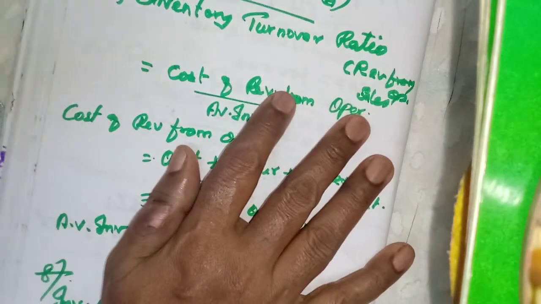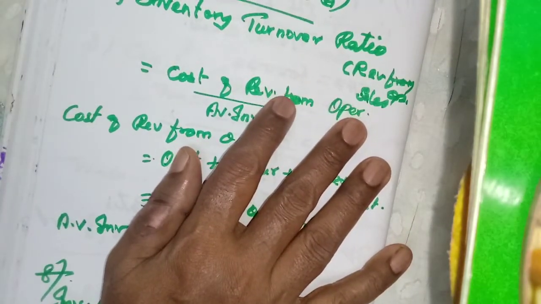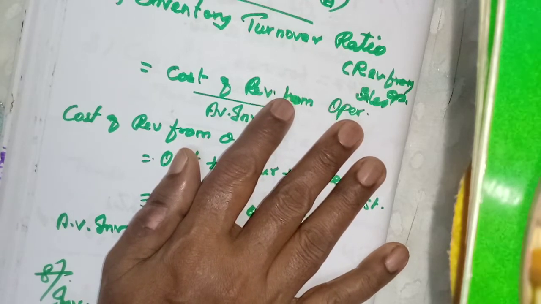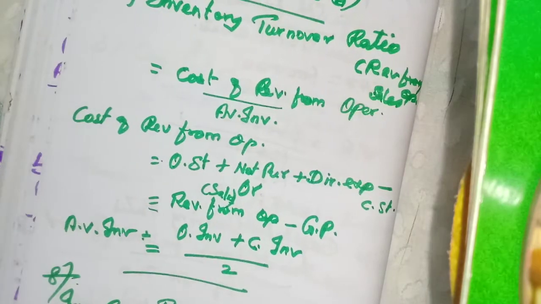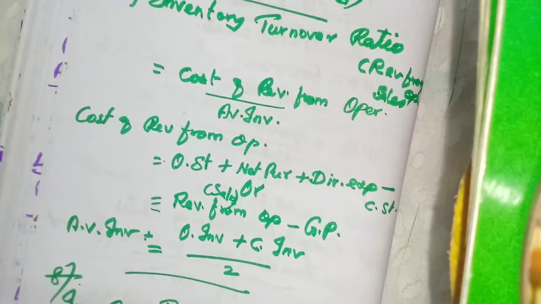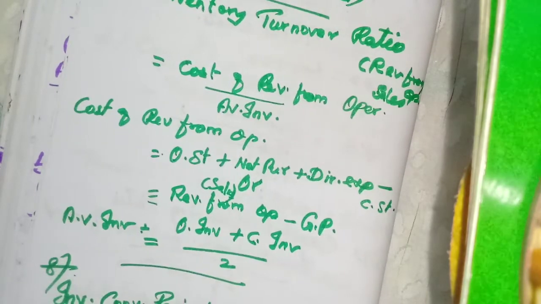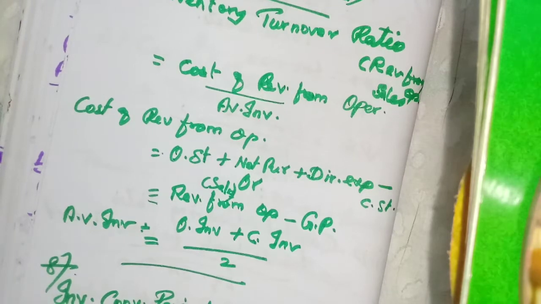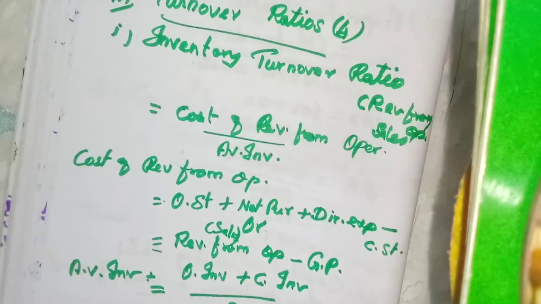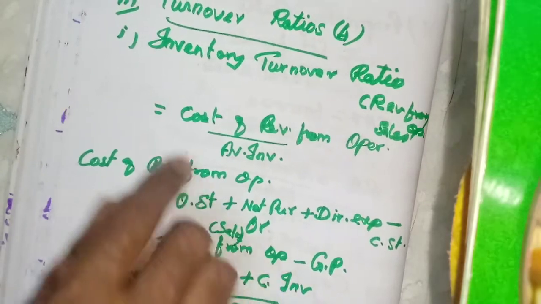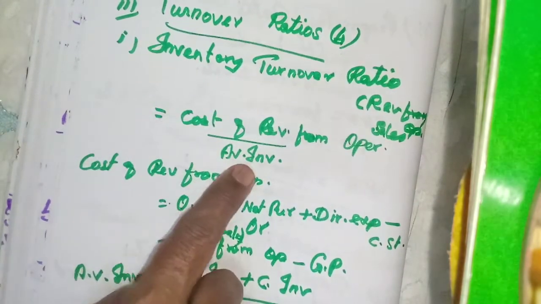See, inventory turnover ratio, then trade receivables turnover ratio, trade payables turnover ratio, then fixed assets turnover ratio. So the first one, if you see this inventory, this is the average inventory. In the second one, what is coming down?